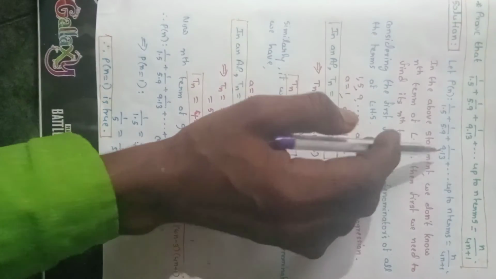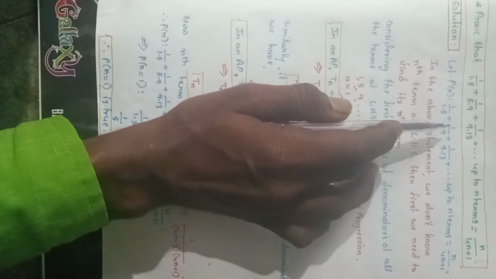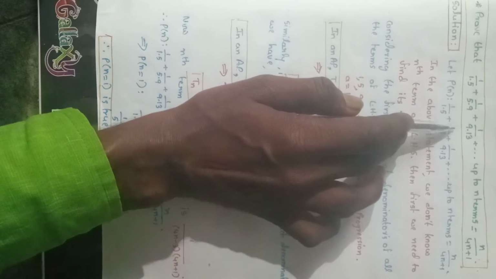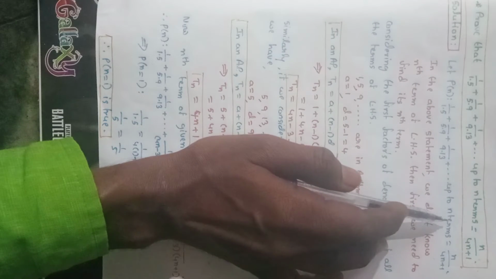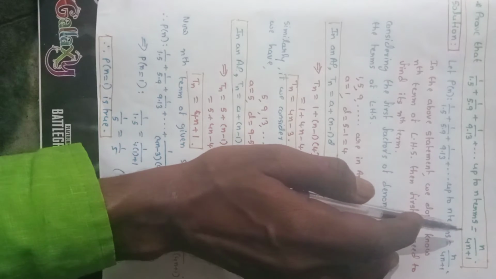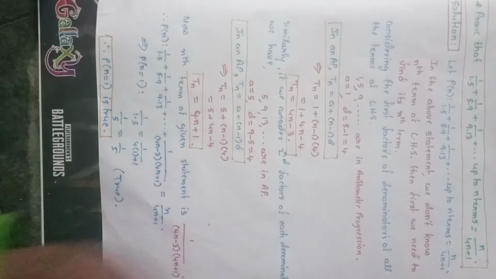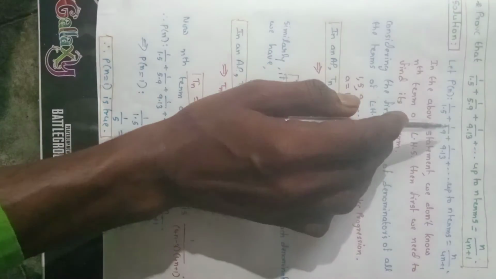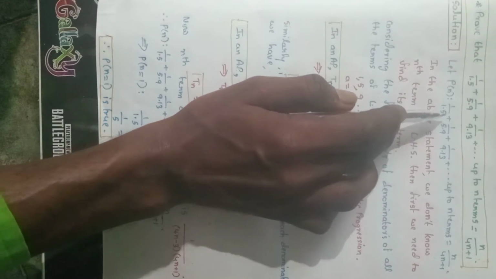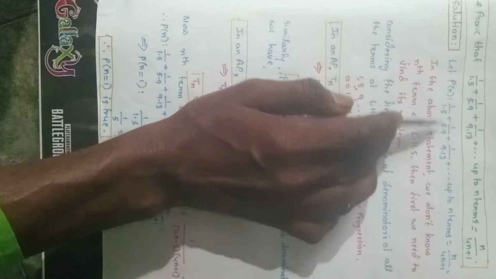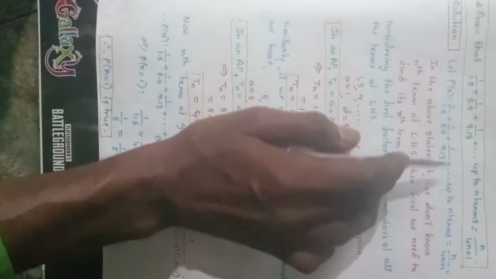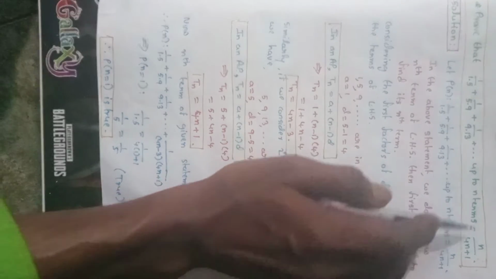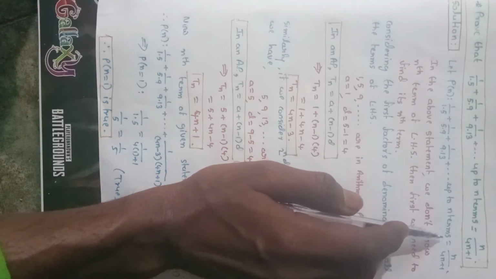Going through all the terms, I think in all the terms the numerators are the same: 1, 1, 1. That means in its nth term also the numerator will be 1. So we can understand the numerator of the nth term of this series. Now go to the denominators. In every term the denominator has two factors, right? So in the nth term of this sequence also we should have two factors.